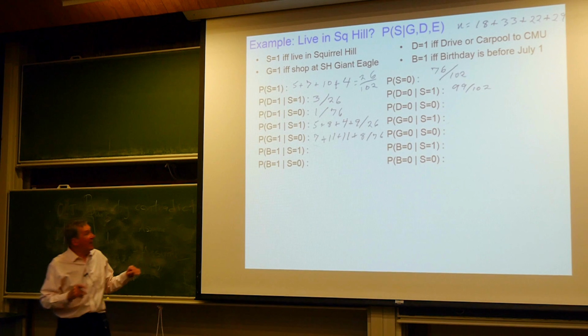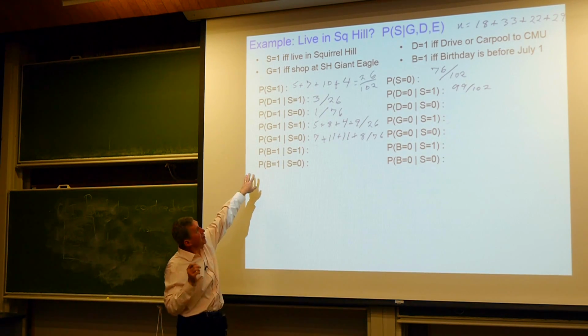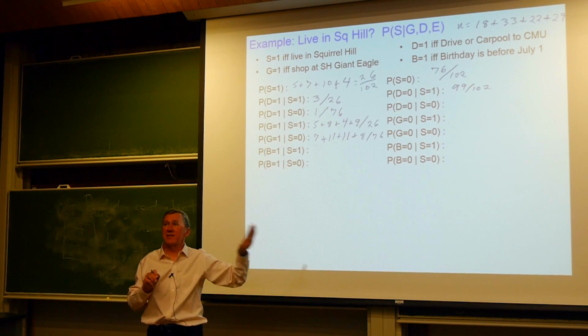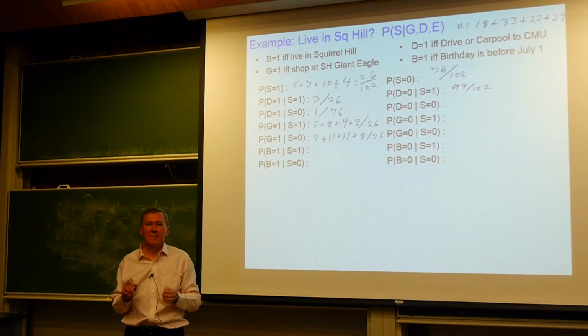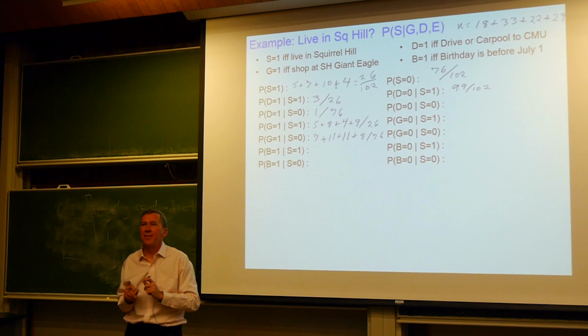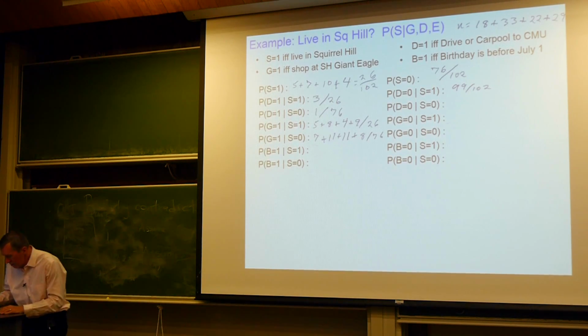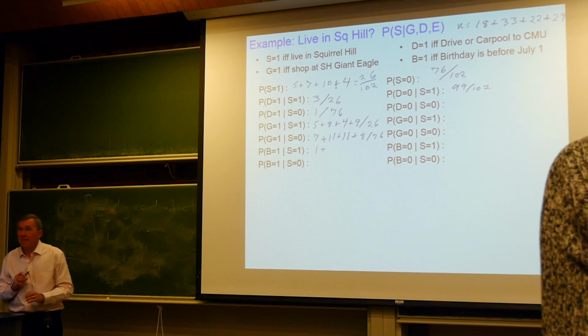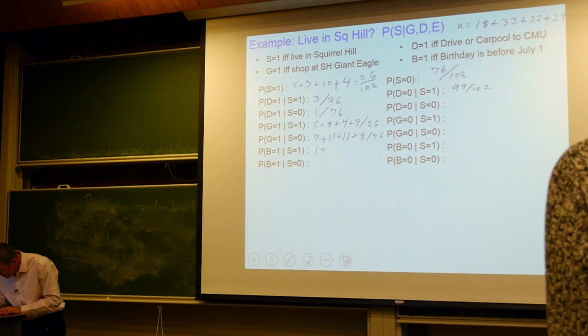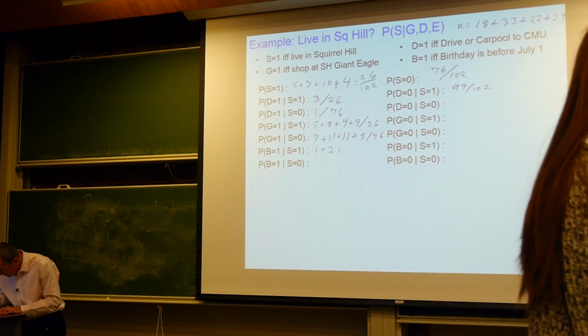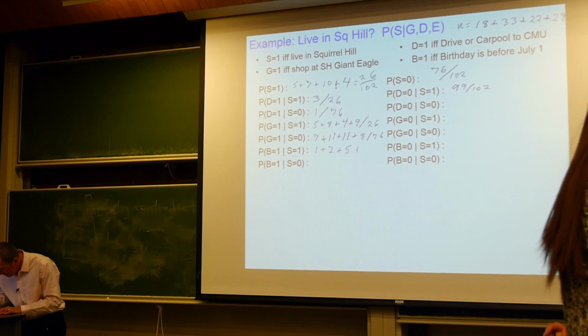Okay, and finally, if you live in Squirrel Hill and your birthday is before July 1st, raise your hand. 1. Four. 2. 5. 2.